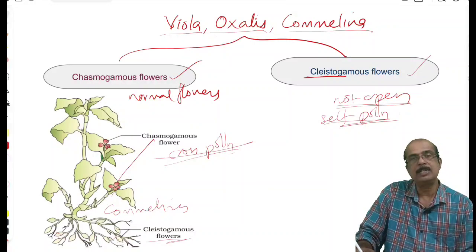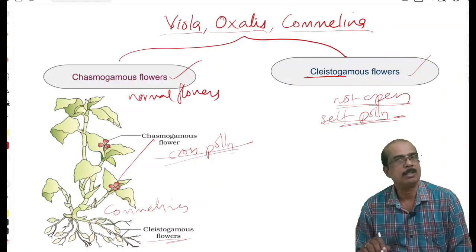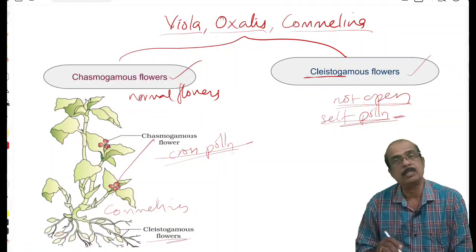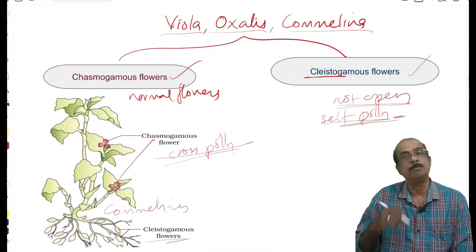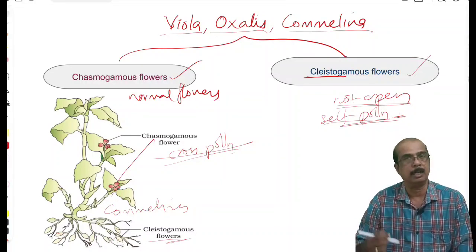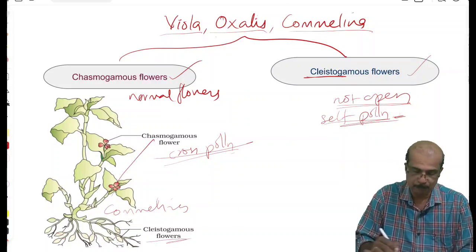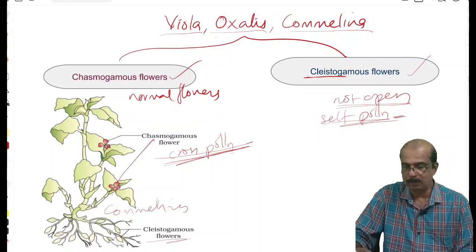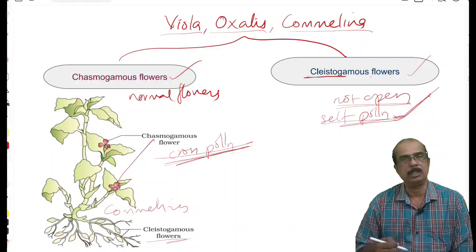So, sure seed setting can be attained due to the formation of cleistogamous flowers. Then there is a question whether cleistogamy is advantageous or disadvantageous. The answer is it is both advantageous and disadvantageous, because if cross-pollination fails, here cleistogamous flowers undergo self-pollination and there is sure seed setting and production of next generation.